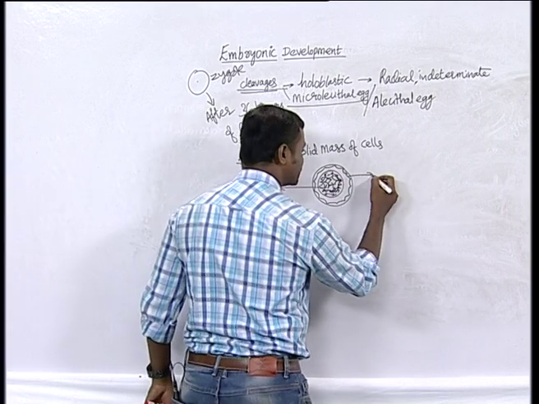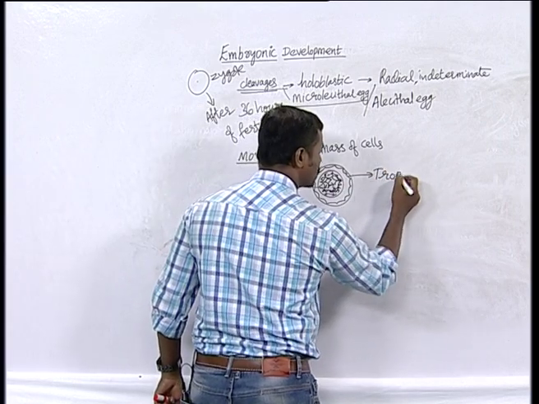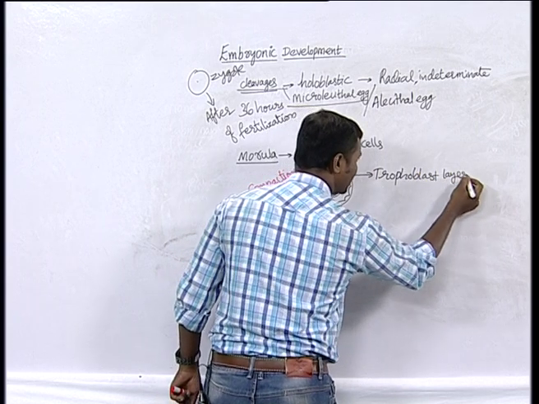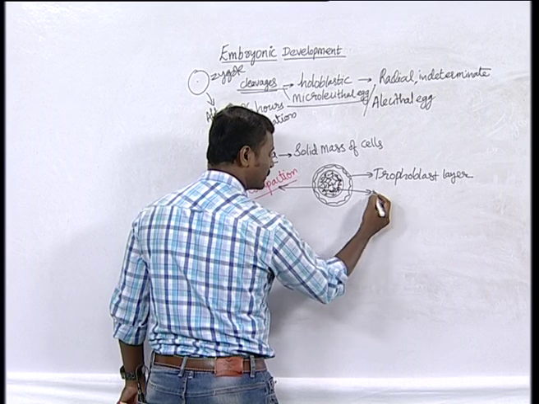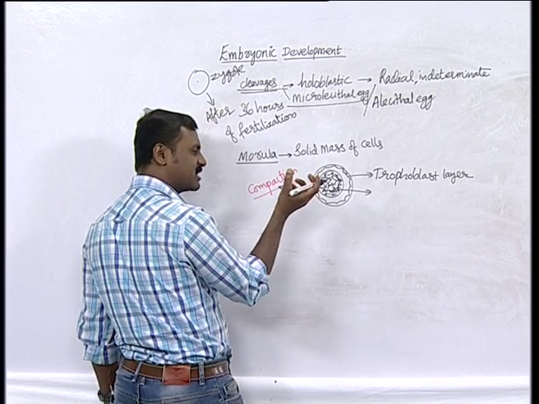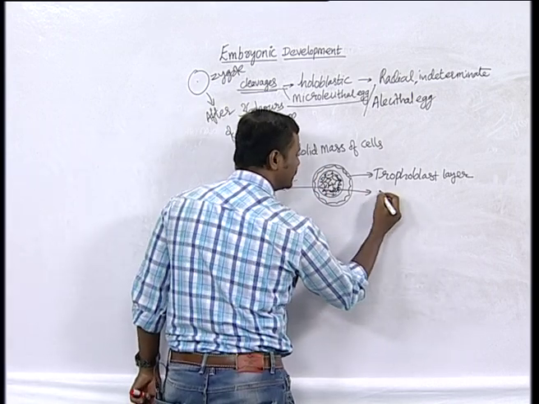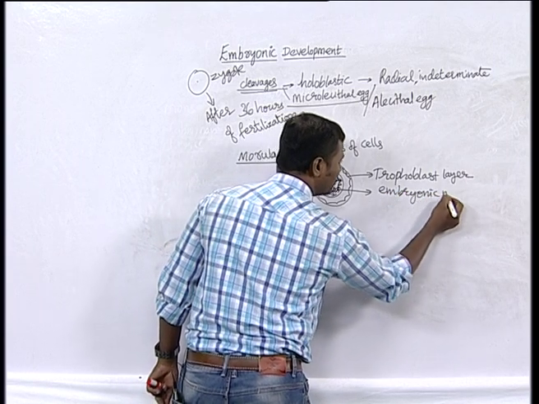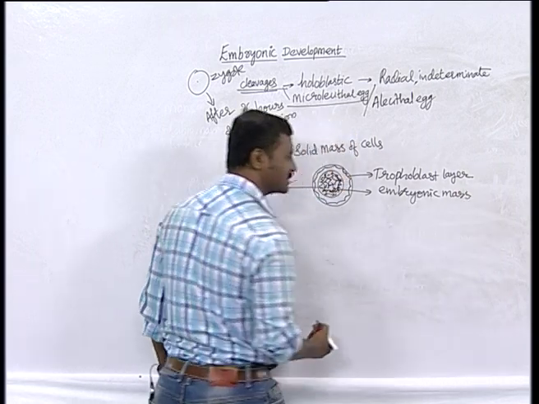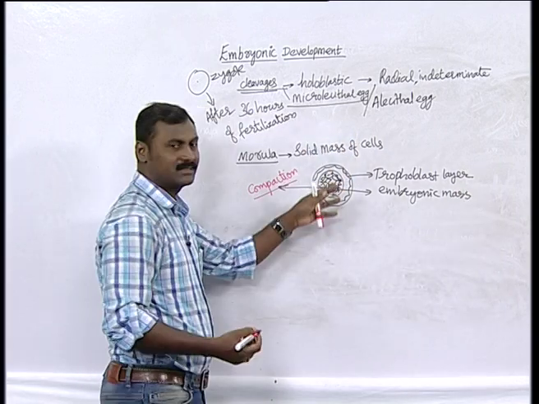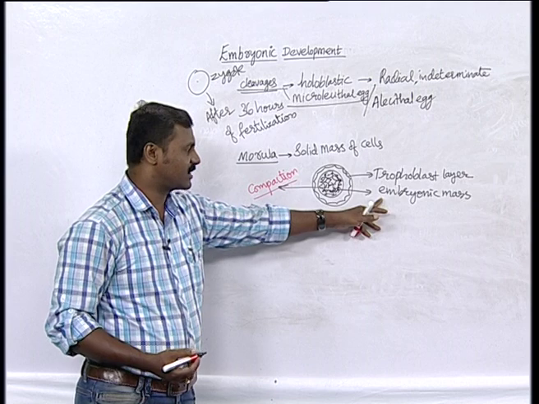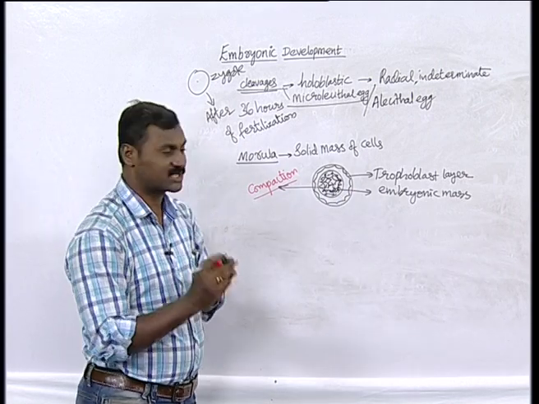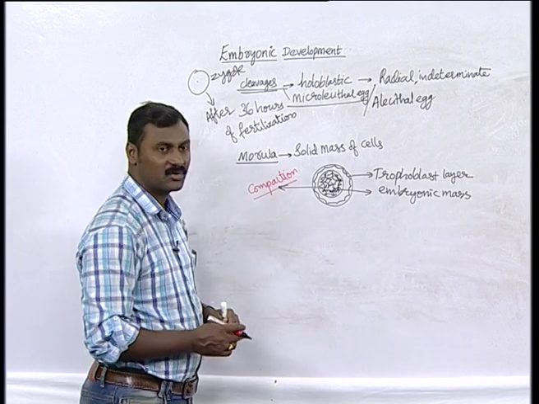So, this outer protection layer is called the trophoblast layer. The inner cells you are observing, which are tightly pressed against each other through the compaction process, are called the embryonic mass of cells. The main embryo is going to form from that embryonic mass, while the trophoblast is the layer that gives protection. That is the stage you are going to see.